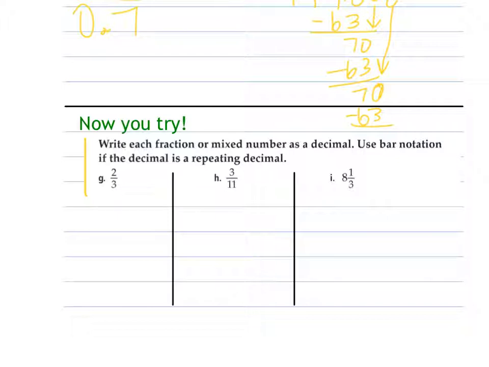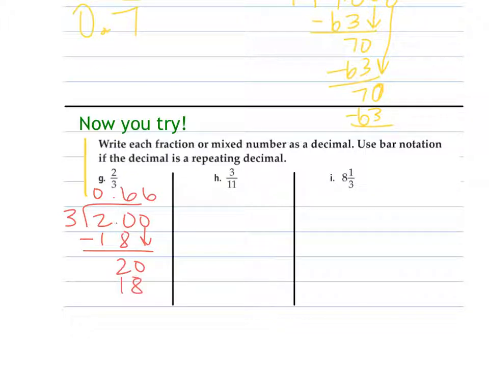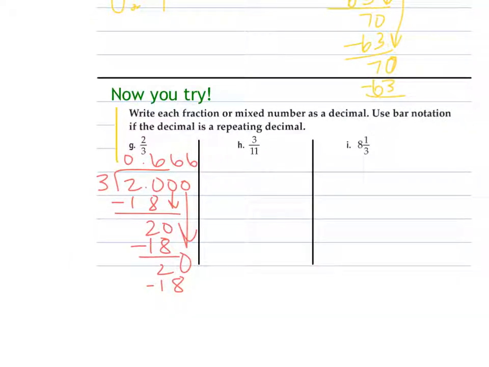So 2/3, 2 goes inside the parentheses, 3 goes into 2 0 times, add a decimal and a 0, 3 goes into 20 6 times, which would be 18. Following the same steps I've been doing this entire time. And again, I see, oh, it's going to keep on repeating. So instead of dividing forever, I would write it 0.6 with bar notation over the 6.